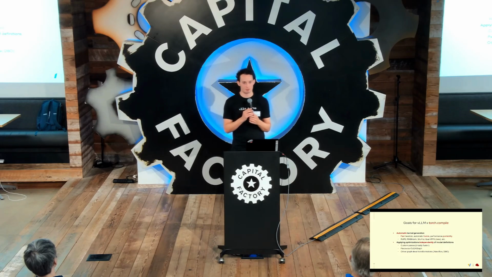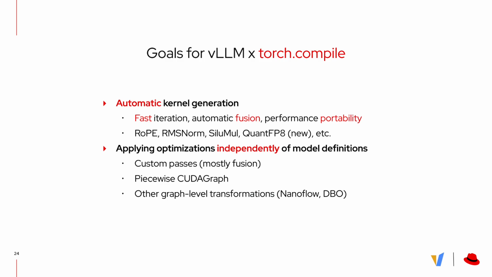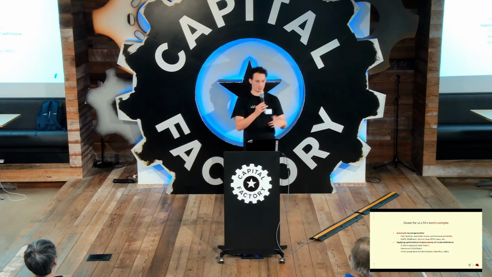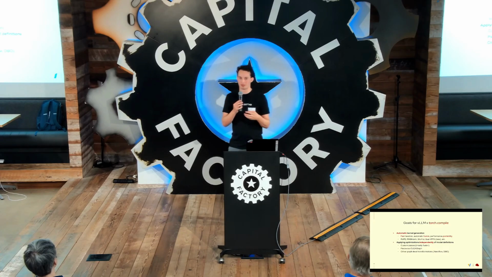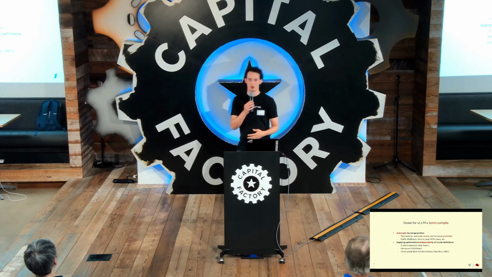Like we can't afford to have them be too slow. And then the second thing is we have some optimizations that we want to apply independently of model definitions. So whether that's fusion of things across layers, or piecewise CUDA graphs where we exclude a bunch of operations from CUDA graphs, or maybe even some more complicated graph level transformations where we restructure the model forward pass and overlap compute and communication, like NanoFlow or double batch overlap, micro batching, whatever you've heard it be called.